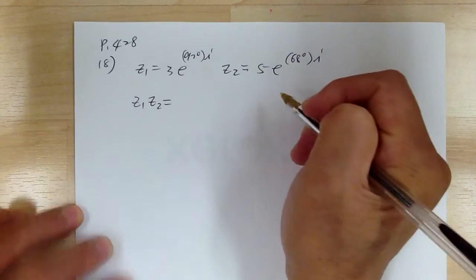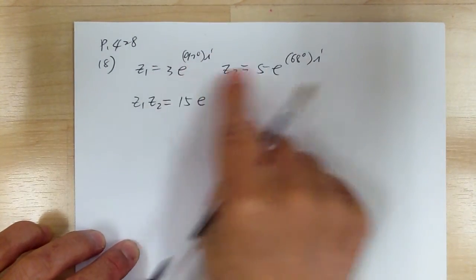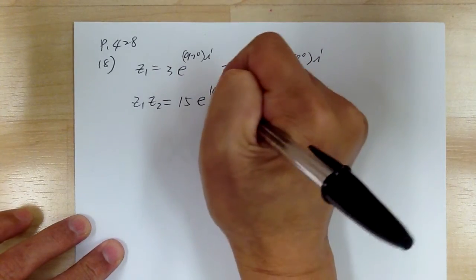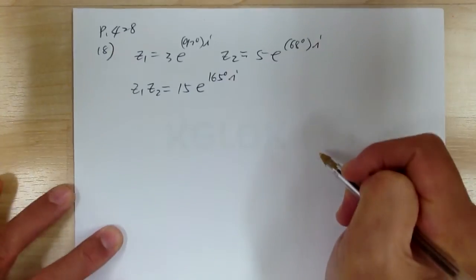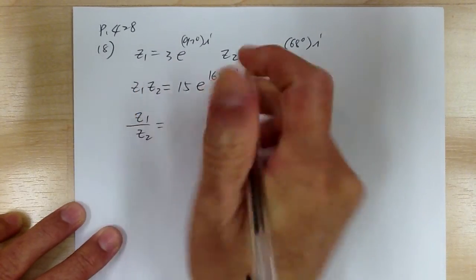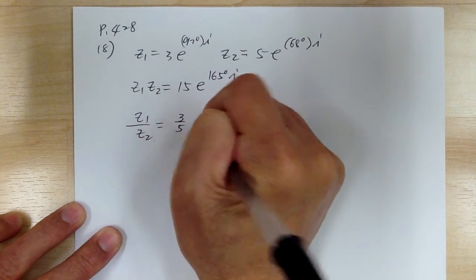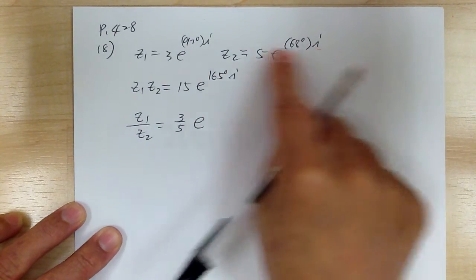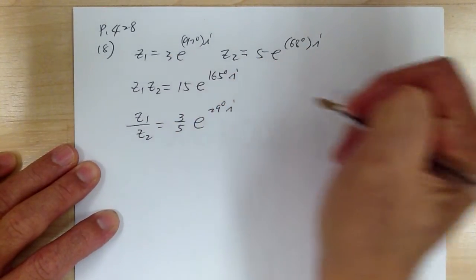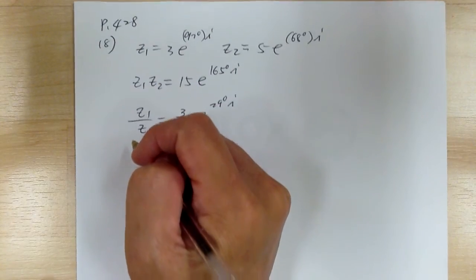For z1 times z2, you just multiply 3 times 5, which is 15. And when you multiply, you add the exponents, so you get 165 degree i. Okay. When you do the division, you just divide, so you get 3 over 5, and then you subtract the exponents, the degrees, so you get 29 degree i. Okay, and that's it for number 18.